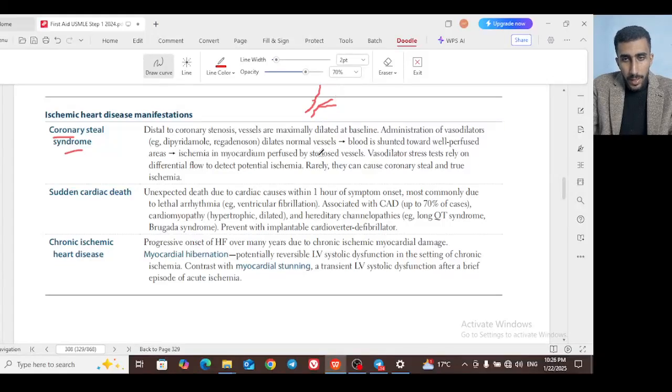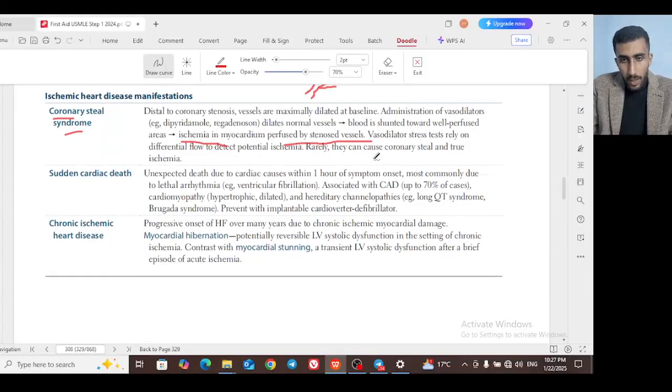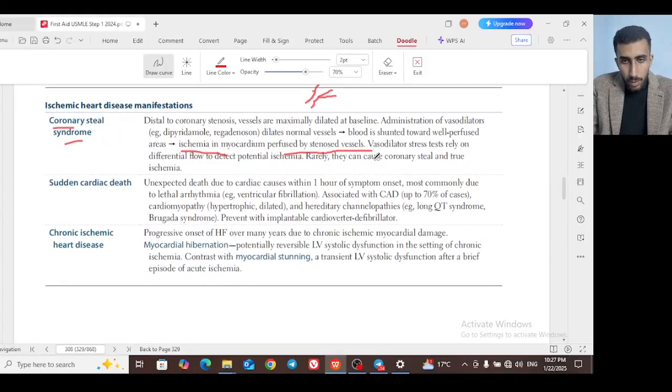If you give vasodilators such as dipyridamole, it will cause vasodilation of the other normal vessels. The diseased vessels are already vasodilated to compensate and increase their blood supply, but you stress the heart further and give another vasodilator that will vasodilate the normal vessels. So it will shift the blood to the well perfused area of the heart. This will exacerbate ischemia in the myocardium perfused by stenosed vessels; you have shunted the blood away from these stenosed vessels.